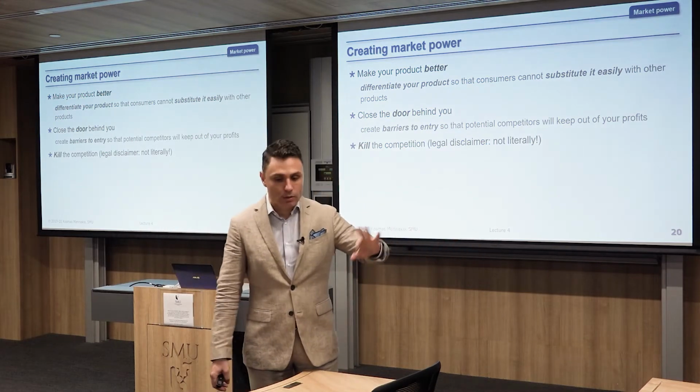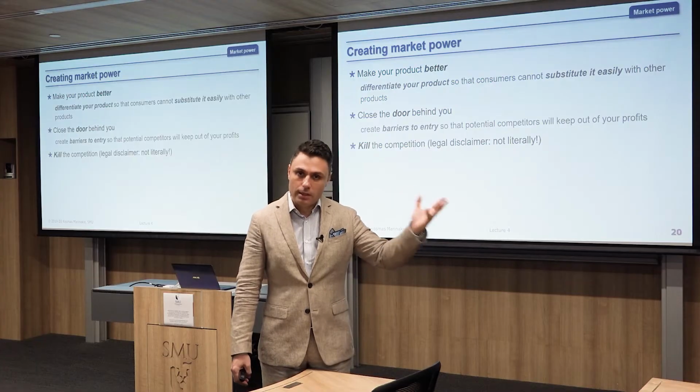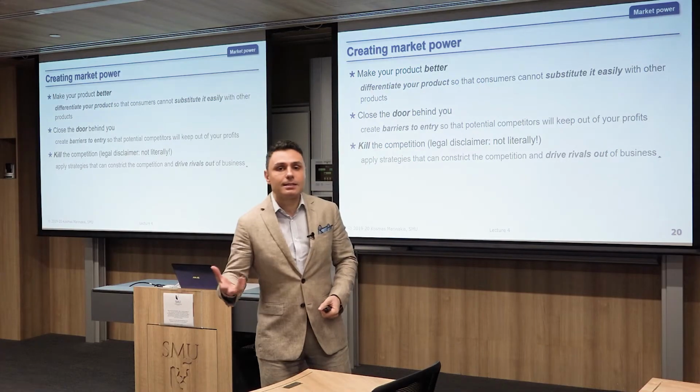Mafia did that. Mafia was an operation that did that a lot to kill the competition. But companies do that in general. We have seen it a lot. So they apply strategies that constrict the competition and they drive rivals out of business.